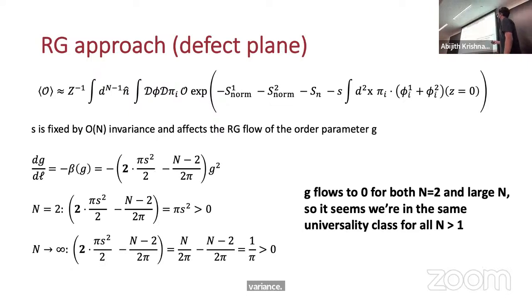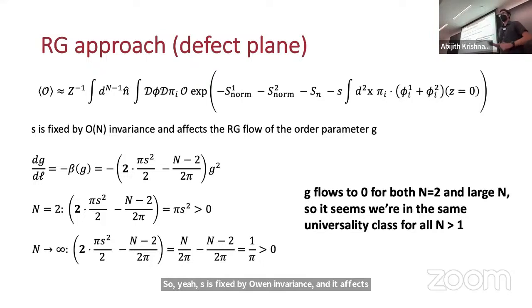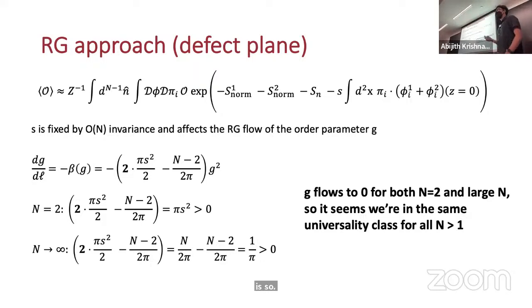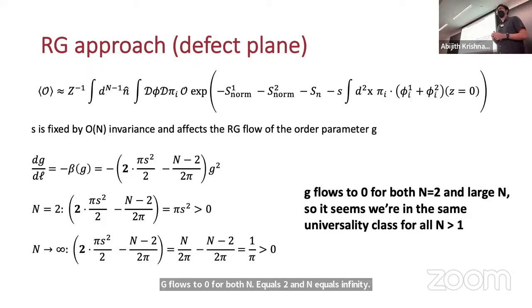So yeah, S is fixed by ON invariance, and it affects the RG flow of the G in the nonlinear sigma model. And we can just go through perturbation theory and compute this beta function. When we do that, we find this form for the beta function. Importantly, there's a factor of 2 here because we have 2 copies of the normal universality class. And with this beta function, we can check that its coefficient is positive for both n equals 2 and n equals infinity. And it turns out that it is. So G flows to 0 for both n equals 2 and n equals infinity. So it seems like we're in the same universality class for all n greater than 1.